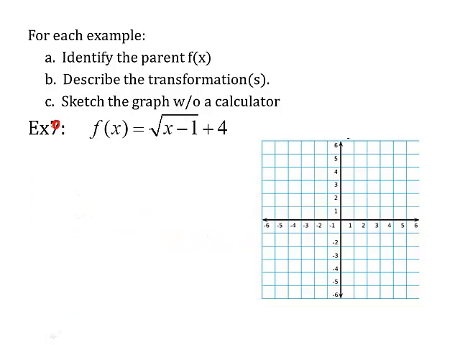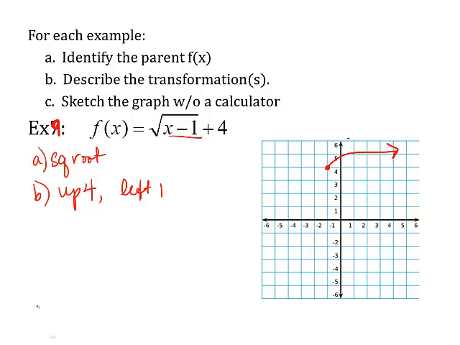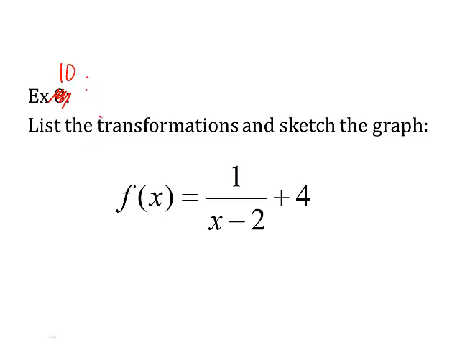This should be example 9, sorry. Parent function, this is the square root. The 4 is going to move me up 4. The minus 1 is going to move the graph left 1. So I'm going to go up 4, left 1, and it's going to do a curve like that. Lastly, example 10. You try this one on your own. We'll talk about it when you get to class, see if you got it right.